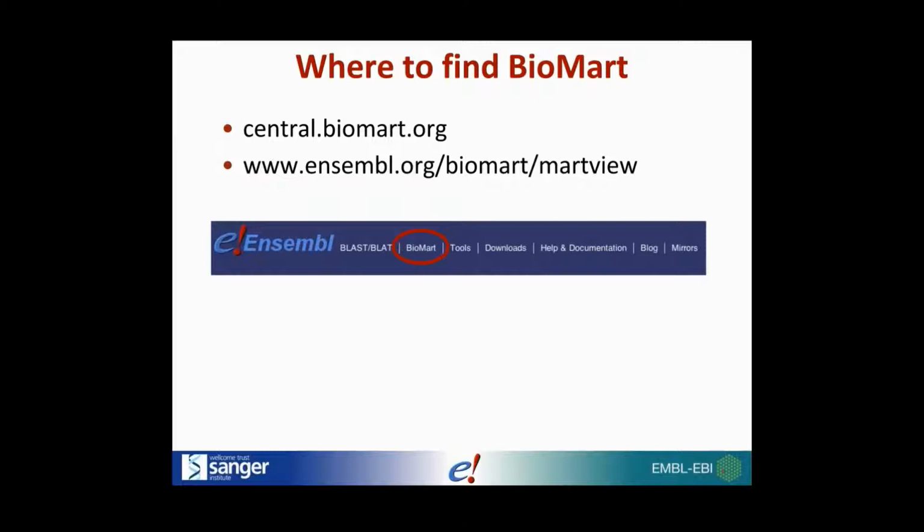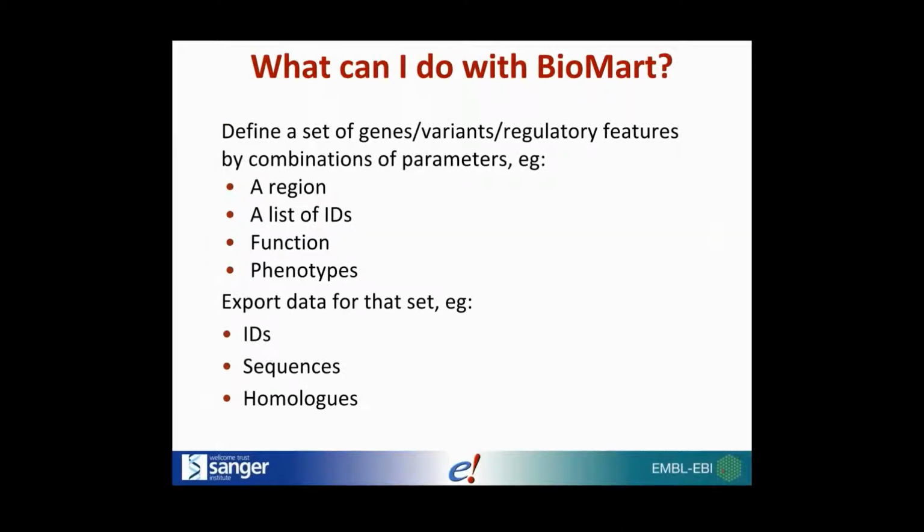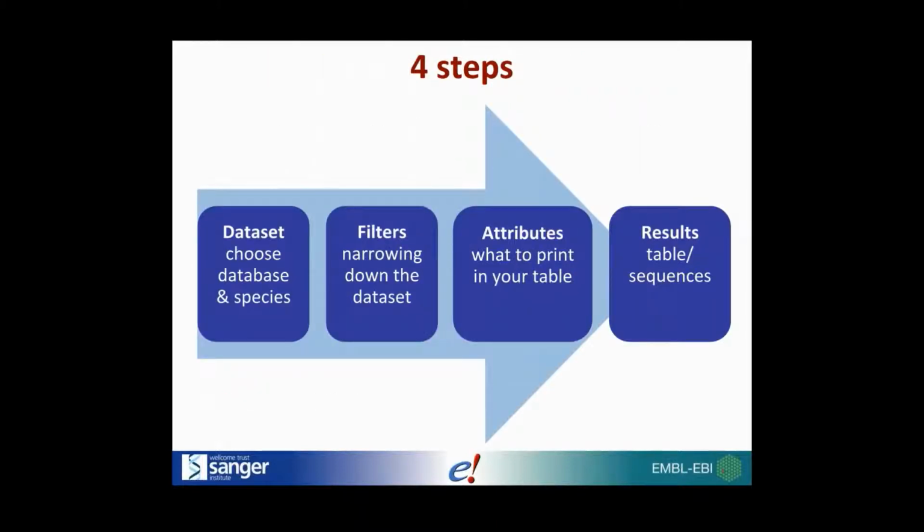You can find BioMart in the top blue bar of Ensembl, and there's lots of things that you can do with it. What you do is start by defining a set of something with combinations of parameters, so a region, a list of IDs, a particular function, particular phenotypes. You define this list and you say, right, for all of these genes, variants, regulatory features, I want to export this data, which could be IDs, sequences, homologs, or a bunch of other stuff. There are so many options available, I cannot possibly put them on a single slide. And it works by a system of 4 steps.